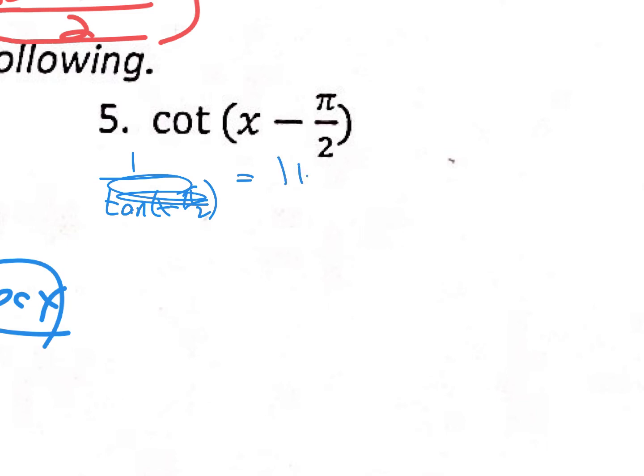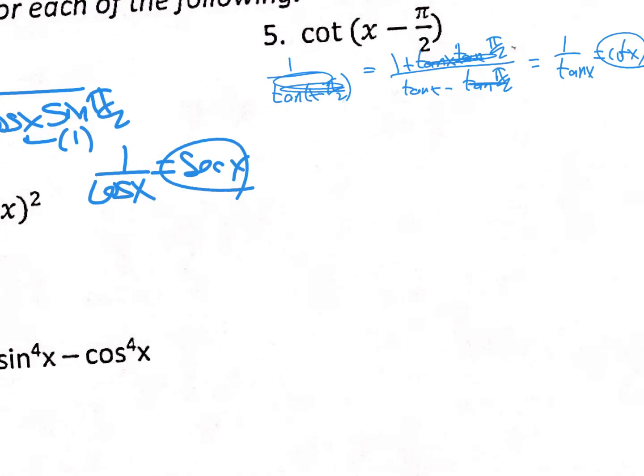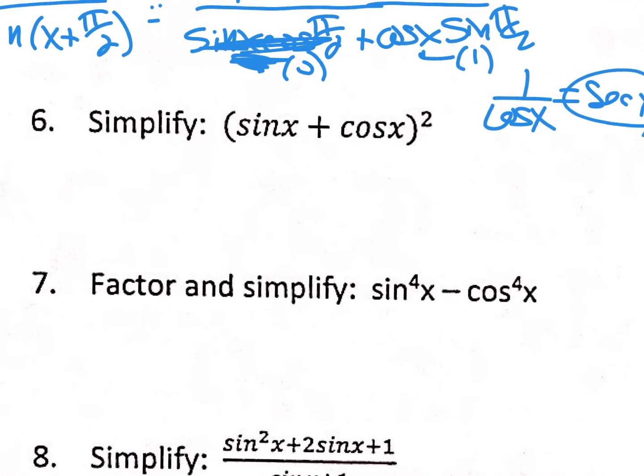So it's going to look like 1 plus tangent x tangent pi over 2 over tangent x minus tangent pi over 2. Now, the weird thing is tangent pi over 2 is undefined, which takes that away and that away, which just leaves me 1 over tangent x. And, of course, 1 over tangent x is cotangent x, which is kind of strange when you think about it.